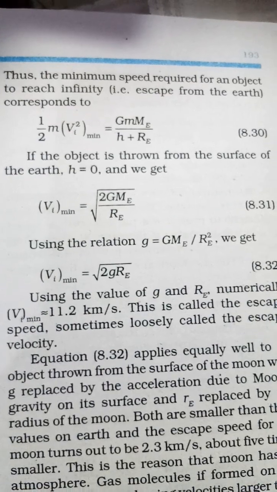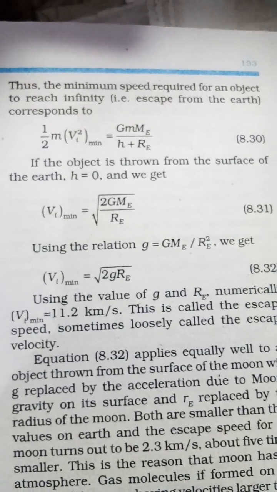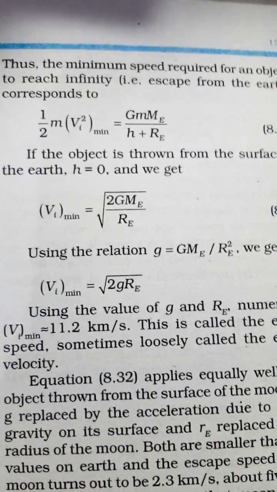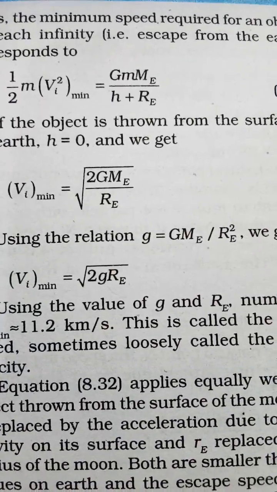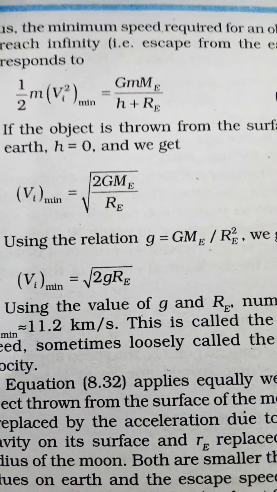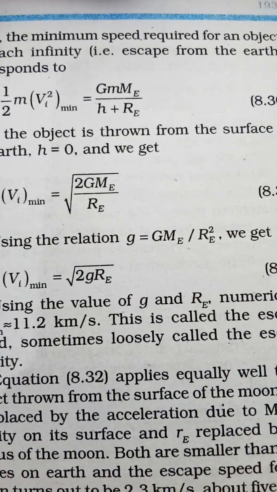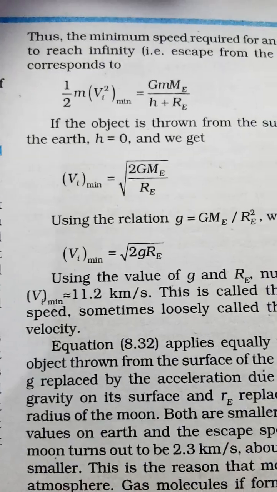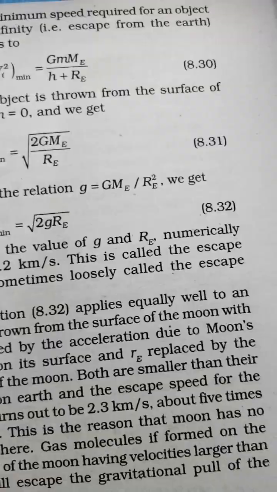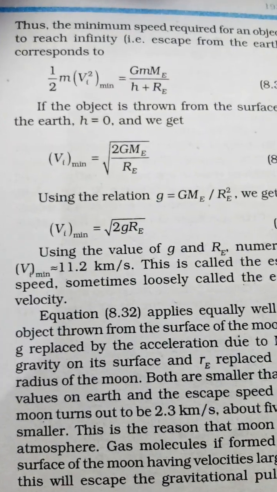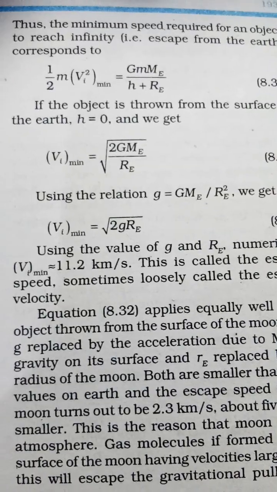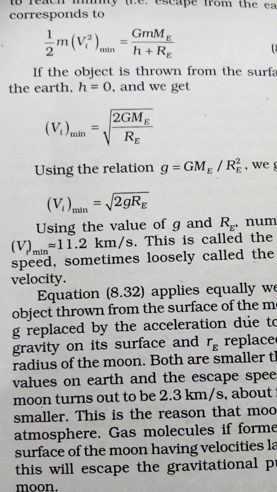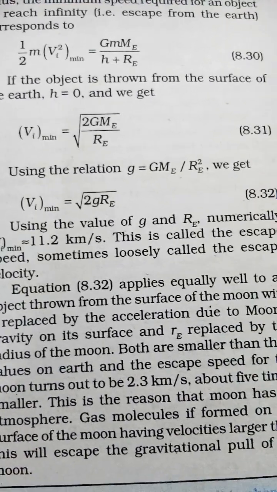Thus, the minimum speed required for an object to reach infinity, i.e. escape from Earth, corresponds to half m v i squared, minimum, equal to G m Me by (h plus Re). If the object is thrown from the surface of the Earth, h is equal to 0, and we get v i minimum is equal to root of 2 G Me by Re.